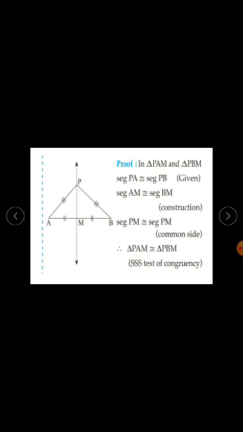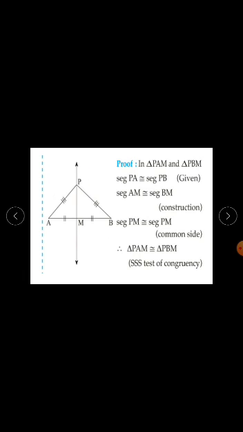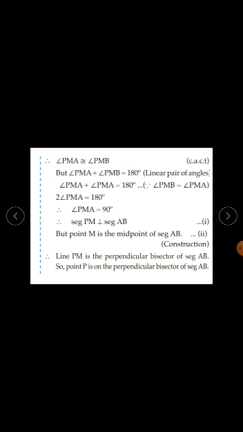If angle PMA is equal to 90 degrees, it means segment PM is perpendicular to segment AB. But point M is the midpoint of segment AB by construction. Therefore, line PM is the perpendicular bisector of segment AB. So point P is on the perpendicular bisector of segment AB.